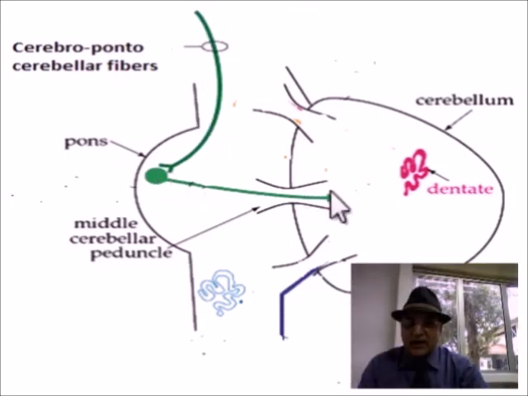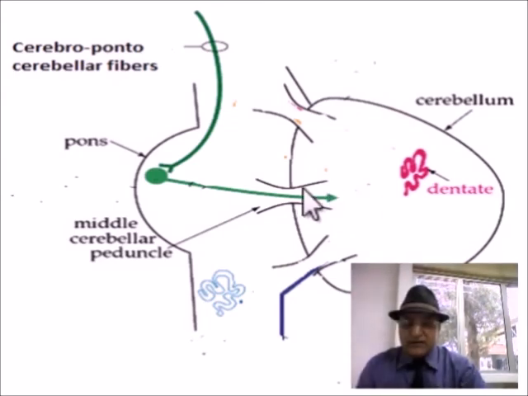cerebropontocerebellar tract, and by this connection the cerebrocerebellum coordinates and cooperates with the cerebral cortex. So there is an outgoing tract from cerebrocerebellum to the cortex, and there is an incoming tract from cerebral cortex to cerebrocerebellum.